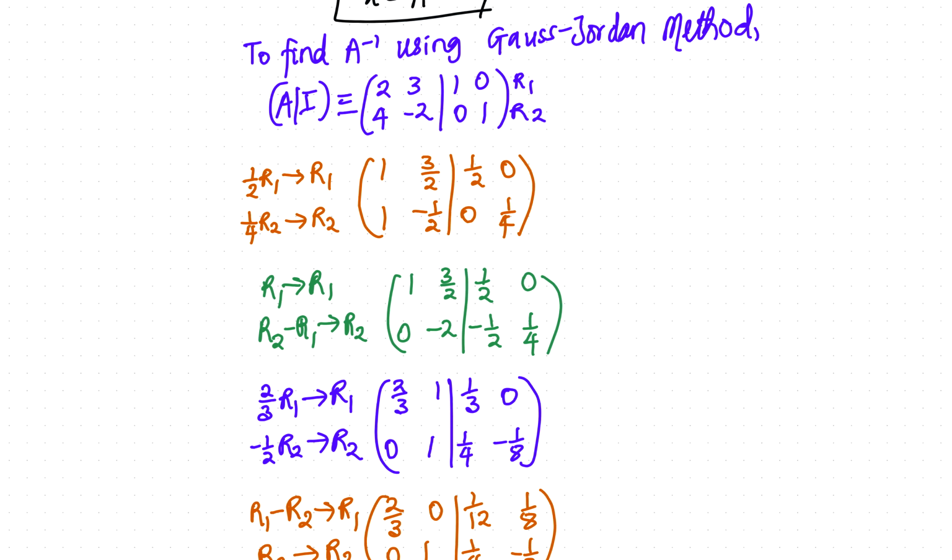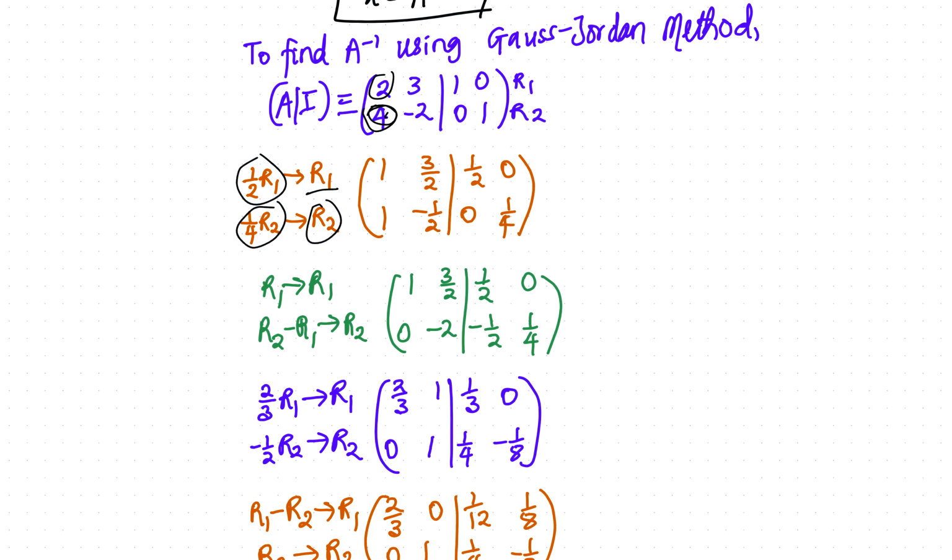So we have to make this one 1. The new row 1 is going to be half of the old row 1. And because I also want to make this one 1 to make it easy to subtract, I multiply it by its multiplicative inverse, which is 1/4. So 1/4 of the old row 2 gives us the new row 2. So let's do that.